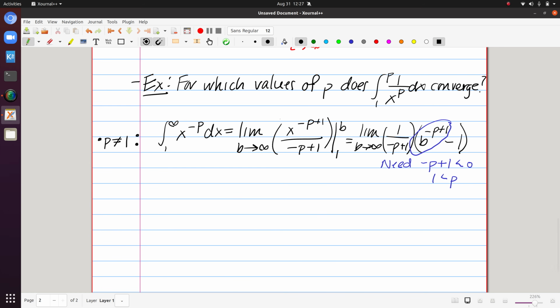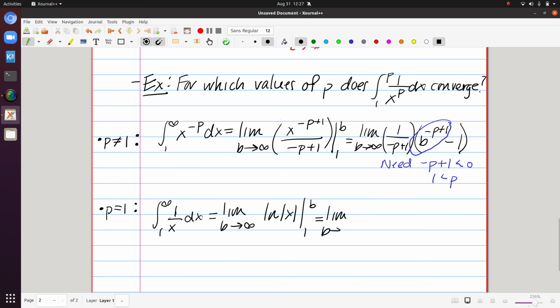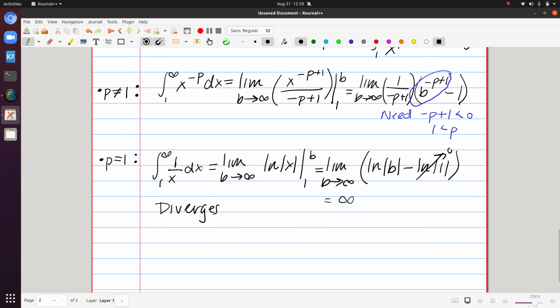The only other thing we have to consider is the case p exactly equal to 1. Like I said, in that case our antiderivative is different. The antiderivative is now the natural log of the absolute value of x. So we're simply taking the limit as b approaches infinity of log of absolute value of b minus log of 1, which is 0. But the natural log of b, as I let b approach infinity, is going to approach infinity. So in the case where p is equal to 1, we get that it diverges.